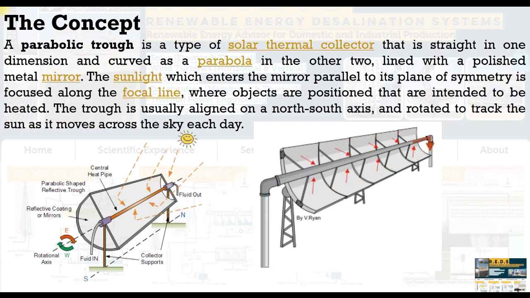The trough is usually aligned on a north-south axis and rotated to track the sun, to capture the sun rays as it moves across the sky each day. The basic idea is to heat the fluid along a concentrated line. This is a parabolic trough collector. These are the reflective coating mirrors. This is the rotational axis, with the fluid entrance and fluid exit, input and output. Sun rays hit the mirror and are focused along the focal line.